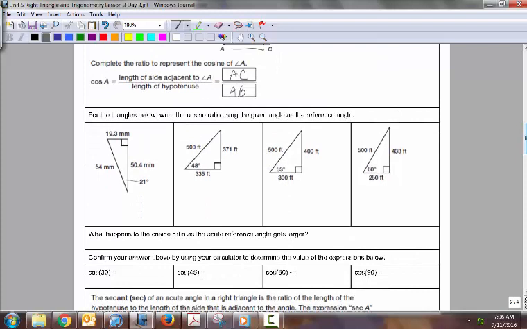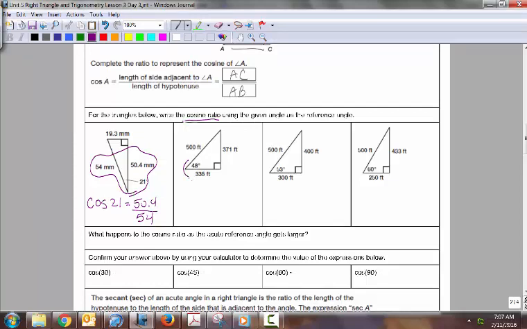So for the triangles below, we're going to write the cosine ratio. Again, it's got a name, so now we've got to use that in the ratio that we write. So I like to circle the reference angle and the things that I need. I need the side adjacent and the hypotenuse. And I write the cosine of 21 degrees is the side adjacent over the hypotenuse.